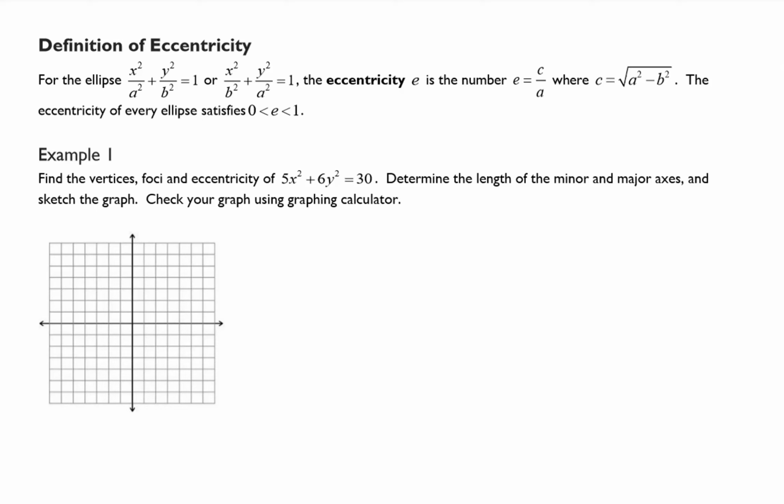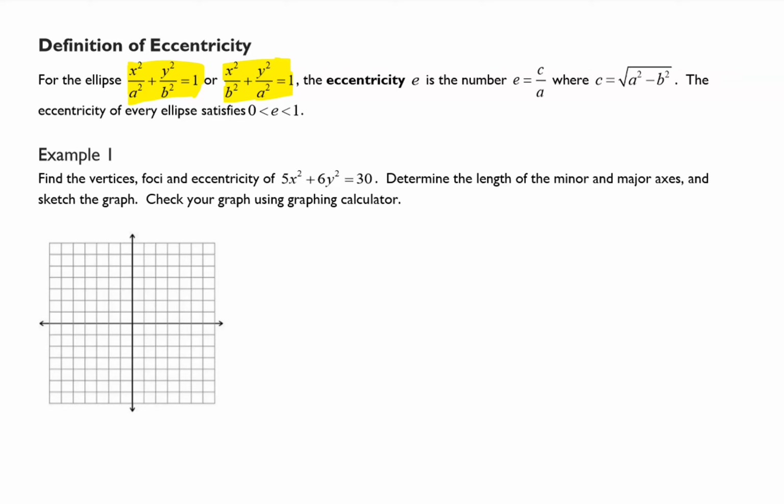Example 1 says, find the vertices, foci, and eccentricity of 5x squared plus 6y squared equals 30. Determine the length of the minor and major axes and sketch the graph. Check your graph using a graphing calculator. All right, so as we have it right now, our equation doesn't really look like either of these forms. So we're going to have to rewrite our equation.